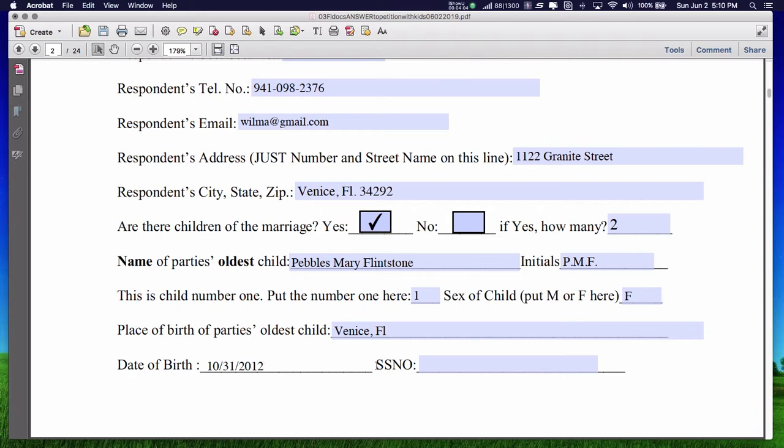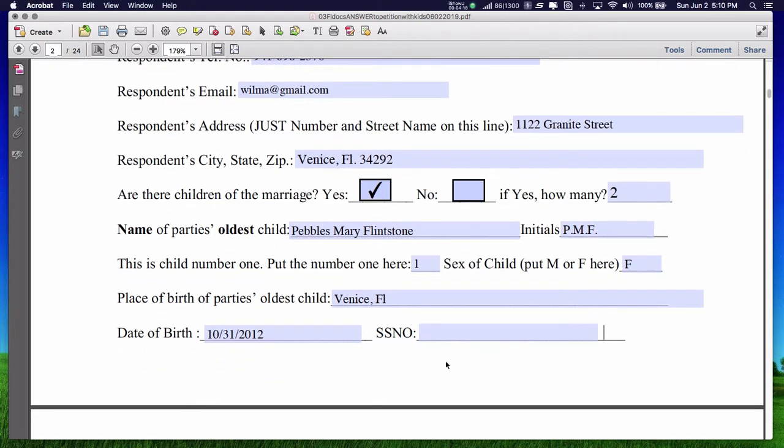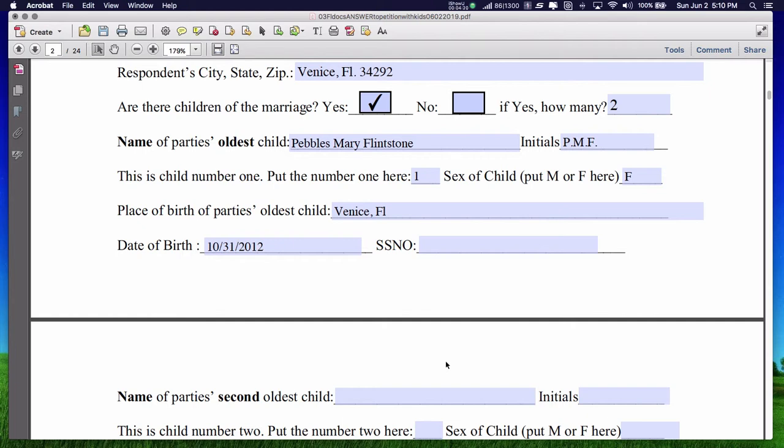Okay, and I know I have a spot here for a social security number. Nowhere in the forms is it required that you put your children's social security number. It's good to have it handy in case you need it. I've never put a child's social security number in their papers. I've never had a judge ask for it. If they ask for it, you can put it in later.